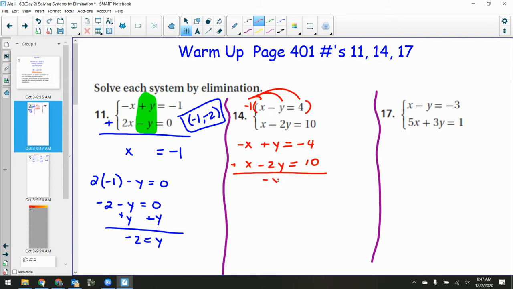So this is a negative y. 1 plus negative 2 is a negative 1. And then a positive 6 here. Finish it off, divide by negative 1. I get y is equal to negative 6.